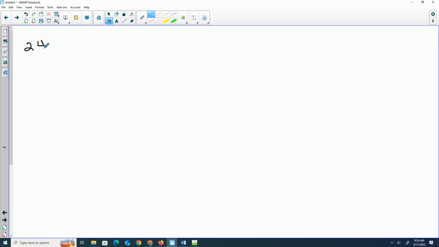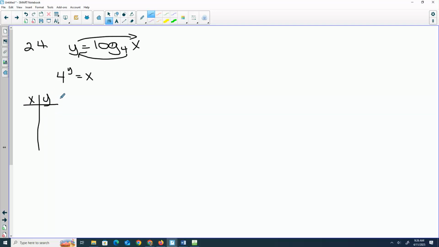So 24. If I'm asking you to graph this, we first change it to exponential form. So it's 4 to the y equals x. We graphed exponentials on our last test. And we always put in -1, 0, and 1 for the exponent. Since my exponent is y, that's where I'm putting my -1, 0, and 1.